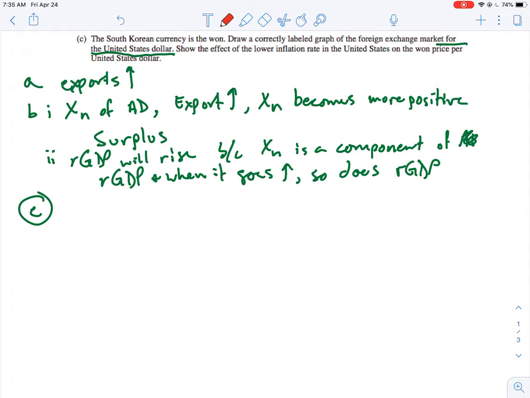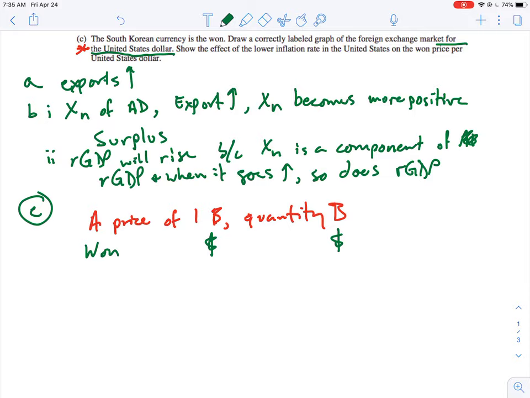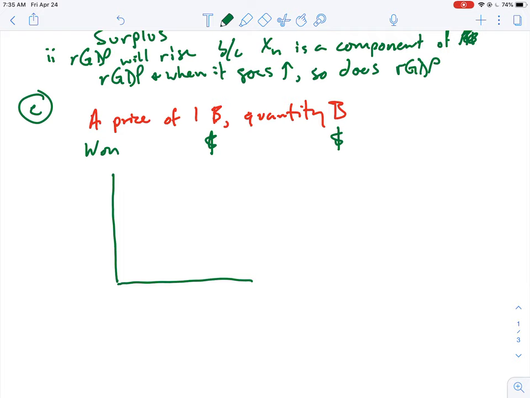All right. So remember, a price of 1B, quantity B. So that is our little phrase, okay? So since we're talking about the market for the United States dollar, that is quantity. So we're going to go back, we've got dollars here. So the yuan price of $1, quantity of dollars. So let's graph that out. All right, so I'll turn this sideways. The price of one US dollar, and then down here, the quantity of dollars, demand for dollars, supply of dollars.